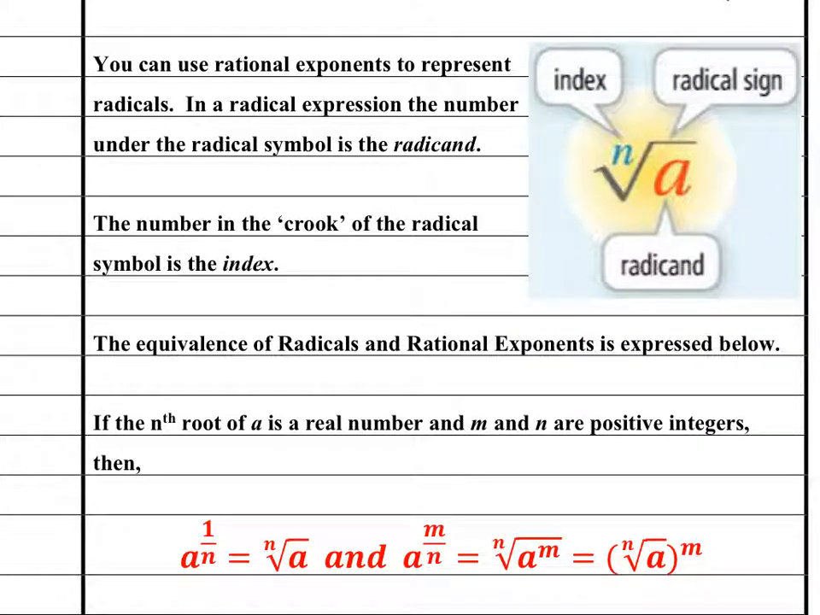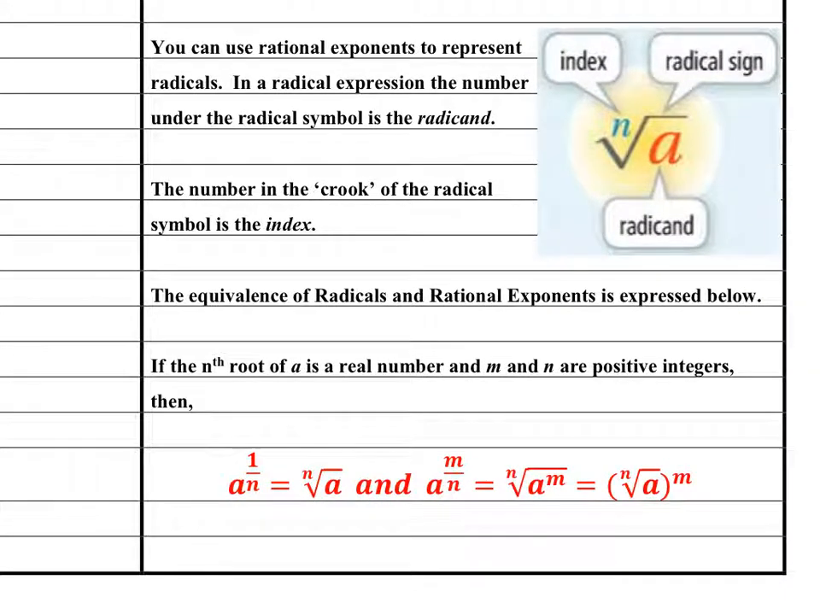The equivalence of radicals and rational exponents is expressed below. If the nth root of a is a real number and m and n are positive integers, then that is true. And I can't really read that out loud. But I'm going to do some examples on the whiteboard to help us out. Okay. So let's just say we have c raised to the 3/4 power. This is what it's saying on the bottom of the page.